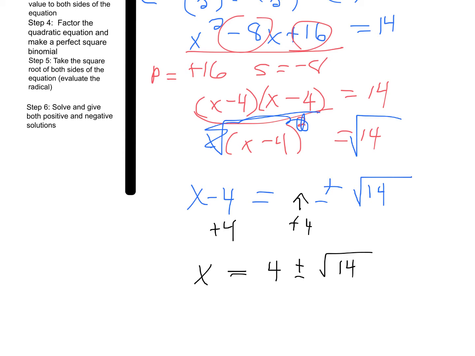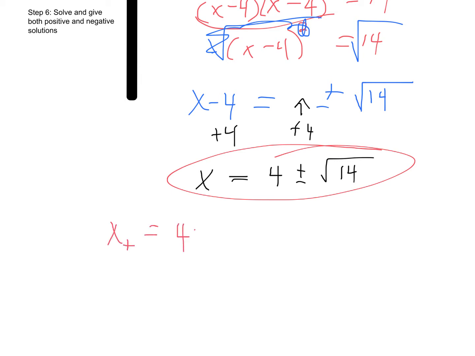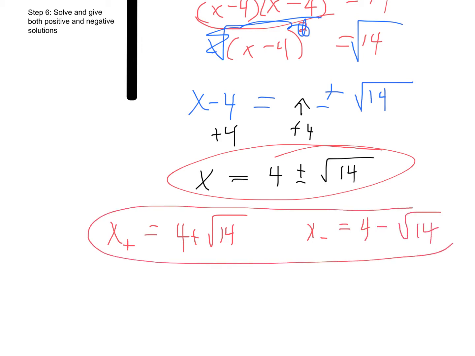Okay. Now from here, we try to get our positive and negative solutions. Now again, folks, some teachers will say that this is good right here. That's your answer. Other teachers will say you have to do the positive and negative. So 4 plus radical 14, and then the negative, which is 4 minus radical 14. So again, that all depends on which answer your teacher prefers. Okay? So there's that one.